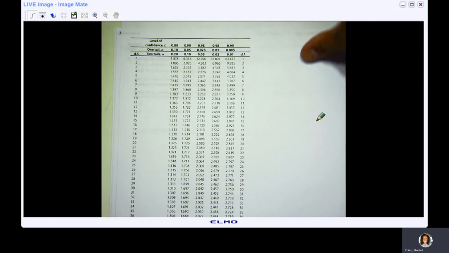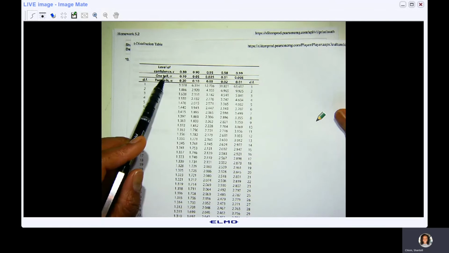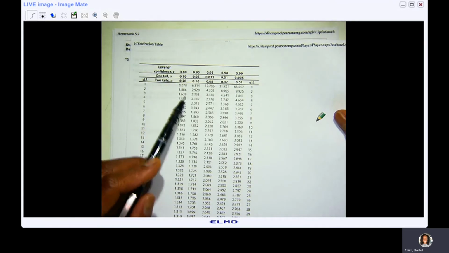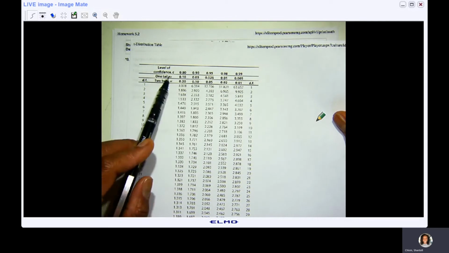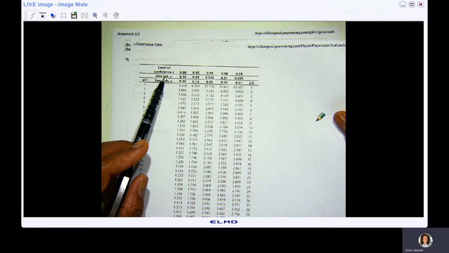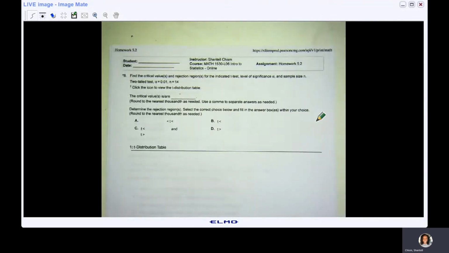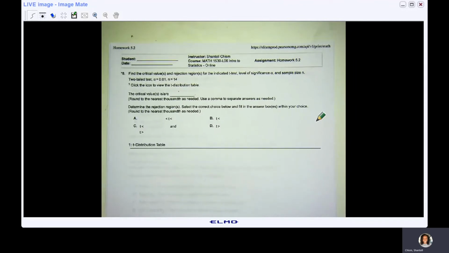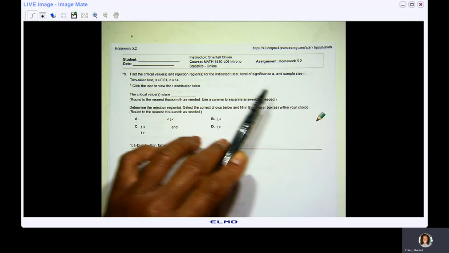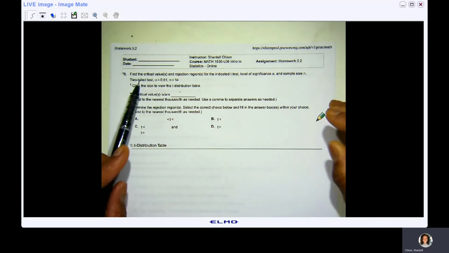It's kind of arbitrary, but anyway, we use n minus 1 for degrees of freedom. Also, if you have a left-tailed or a right-tailed test, you will use that one tail with the alpha. If it's left-tailed, you'll take the value and make it negative. If it's right-tailed, you'll keep it positive. That all depends on whether your problem is left-tailed or right-tailed. So let's see what we have here. It says find the critical value or values and the rejection regions for the indicated t-test, level of significance alpha, and sample size n. We have a two-tailed test.